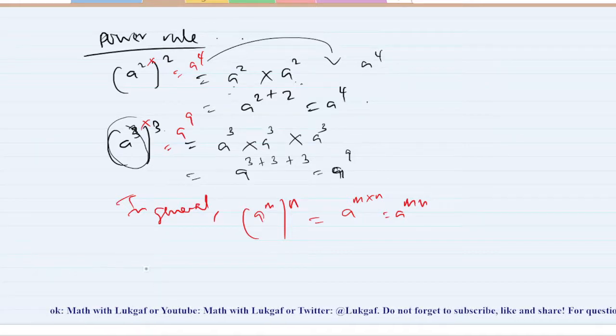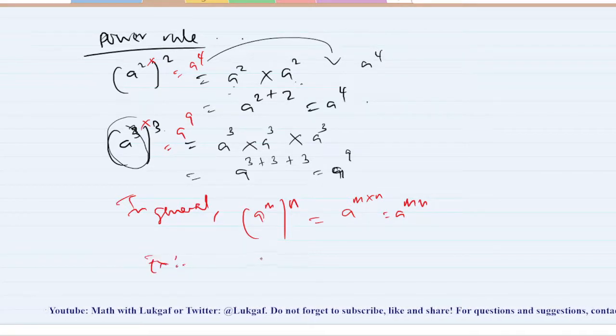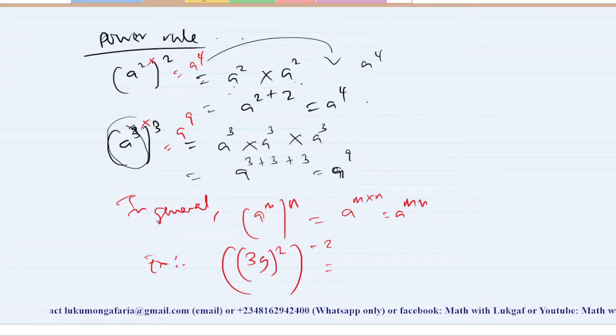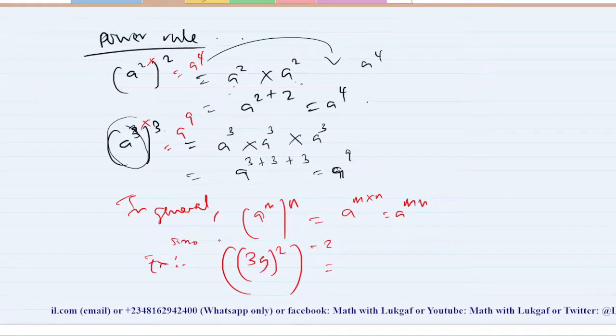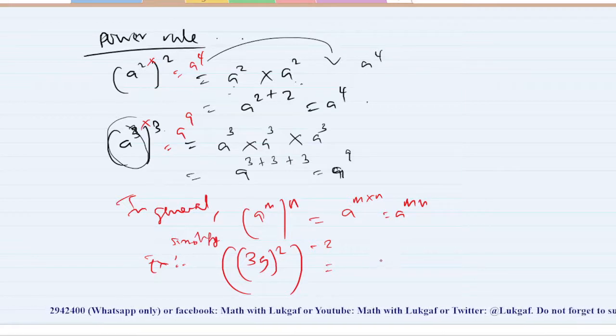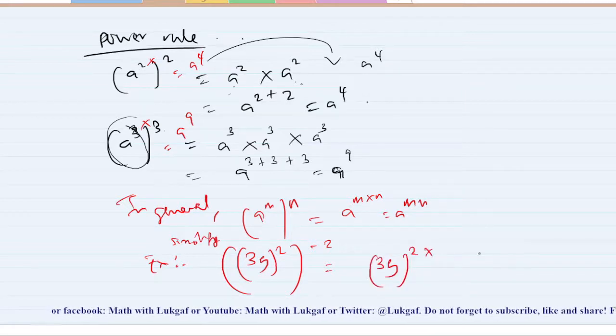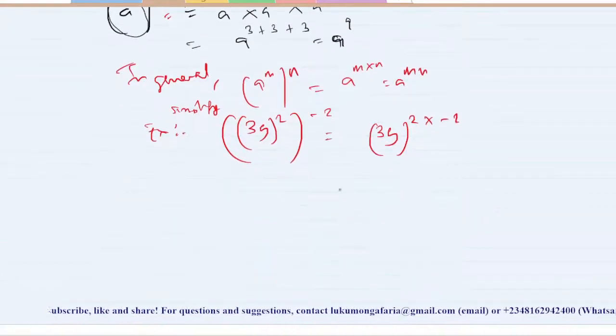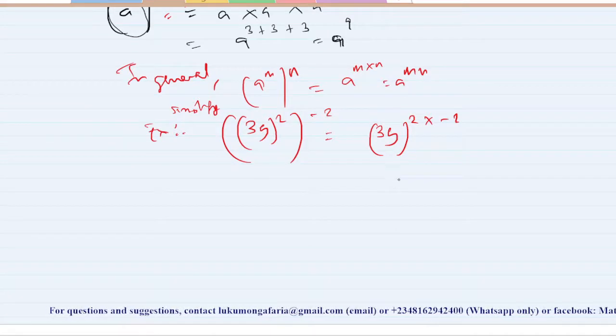Let me give you an example to back it up. Let's say I have 3g, everything squared, then everything raised by minus 2. According to that rule, if we are to simplify this, that's going to be 3g raised by 2 times minus 2. Don't forget your power rule. So if that is the case, then you can continue. This is going to give me 3g raised by minus 4.